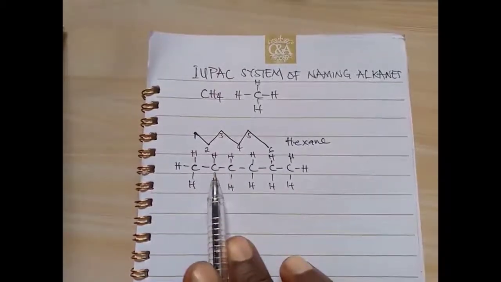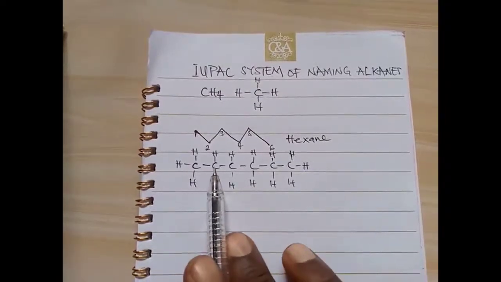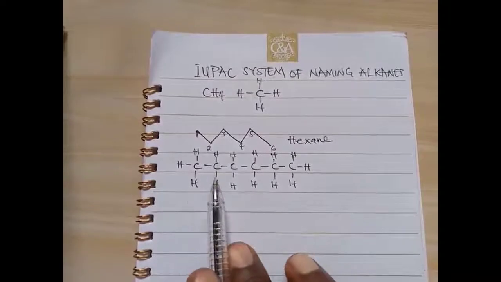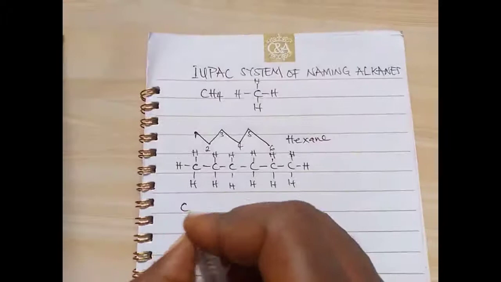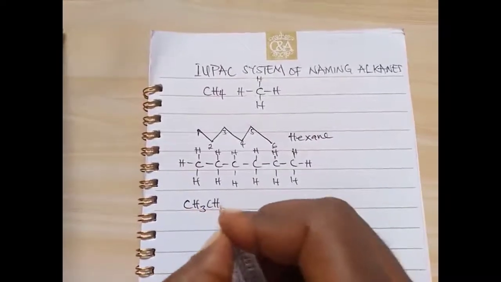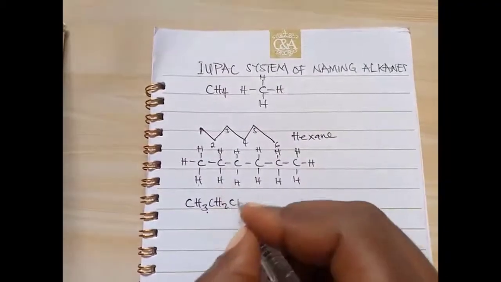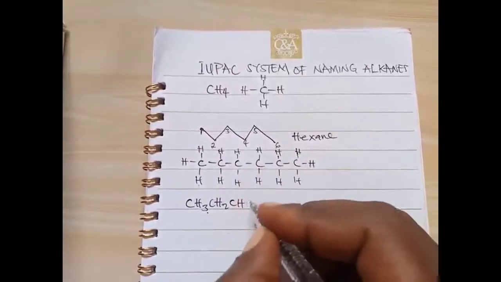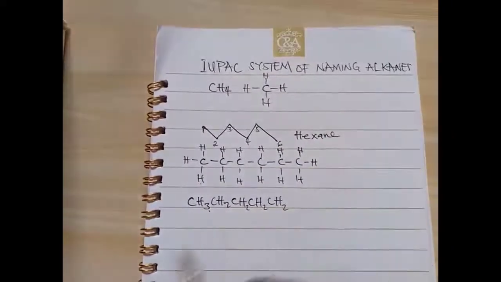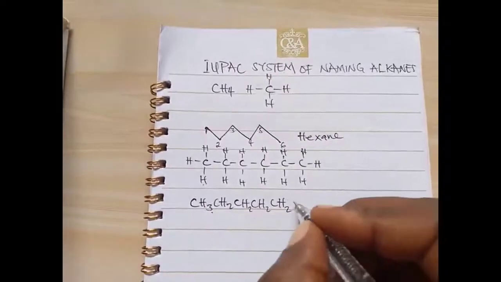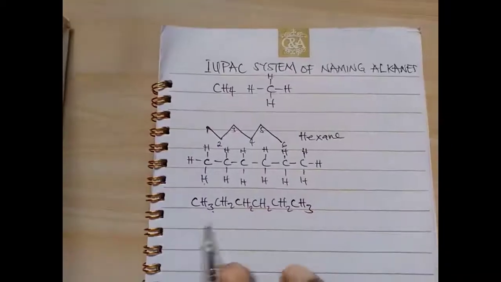So the carbons in the middle have only 2 hydrogens, because every carbon must carry a maximum of 4 bonds. The one at the edge carries 3 hydrogen atoms. If I'm to write it, it will be CH3, CH2, another CH2, another CH2, another CH2, and the last one will now be CH3. So 1, 2, 3, 4, 5, 6. So this is how it is.